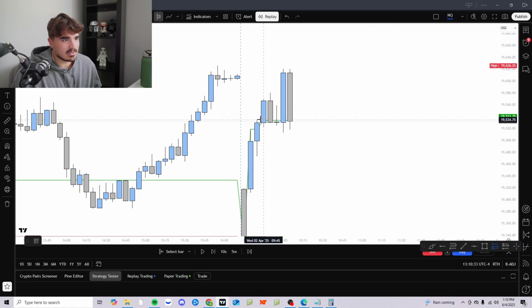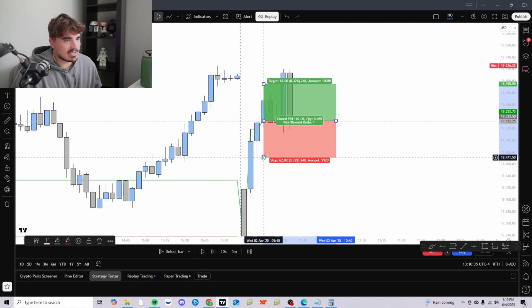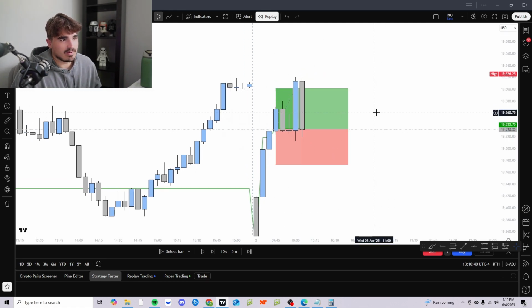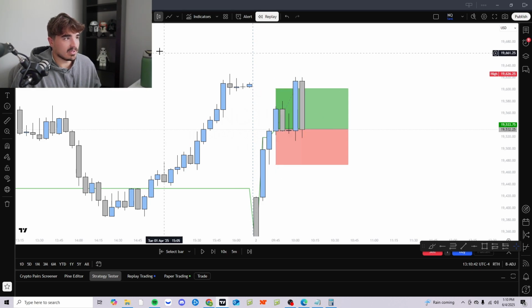All right, stop loss is here, 62 points. Take profit. What do we like to see? We love a good gap fill, right? What's the gap? Here's the gap fill, up here to 68 points.